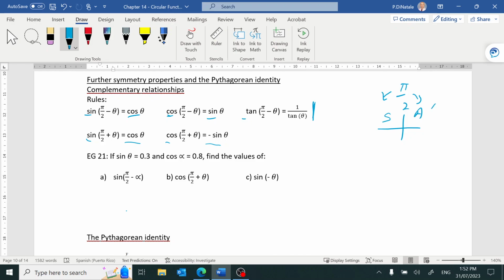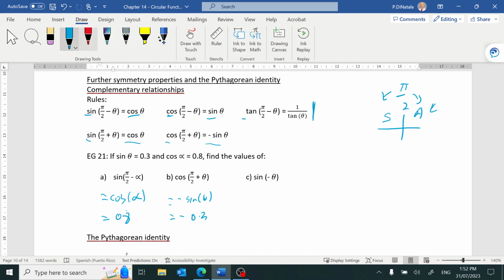minus theta. So we're going back to the first quadrant, so this is really just going to be cos alpha, and cos of alpha is 0.8. This one here, cos of pi on 2 plus theta, we're going into the second quadrant. Cos in the second quadrant is negative, so this is going to be negative sine of theta. And sine of theta is 0.3, so we've got negative 0.3.